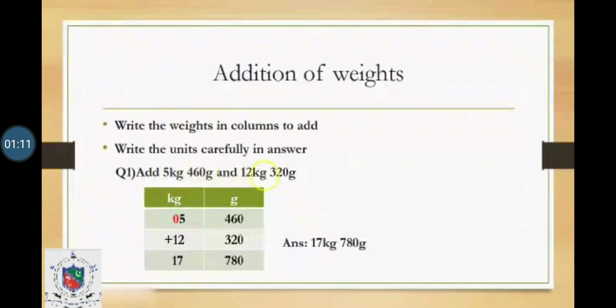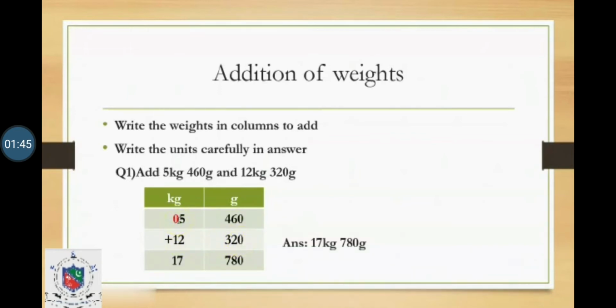To add, we have to write the weights in columns. And we have to write the units carefully in the answer. Like here is the example. Kilograms we have to write under kilograms, and grams under grams. We have 5 kilogram and 460 grams, and the next number is 12 kilogram and 320 grams.